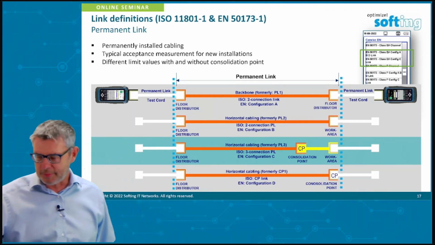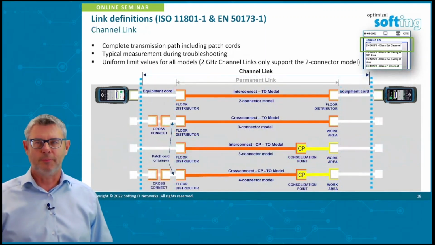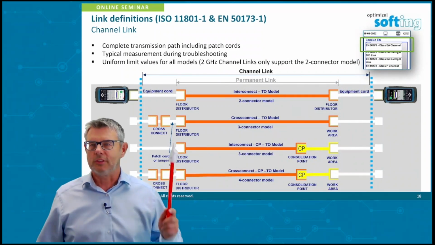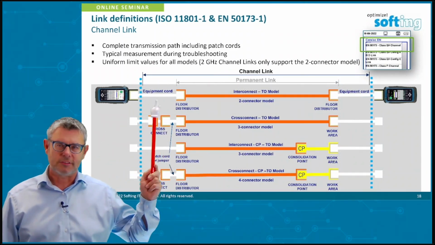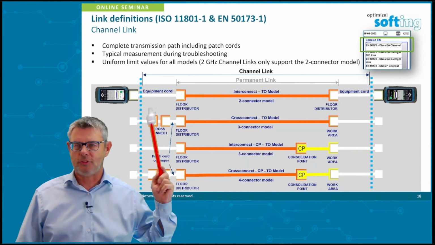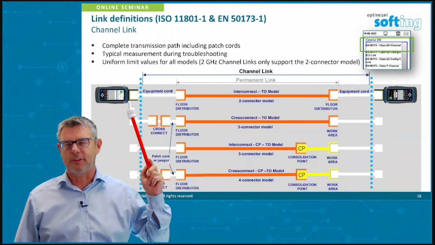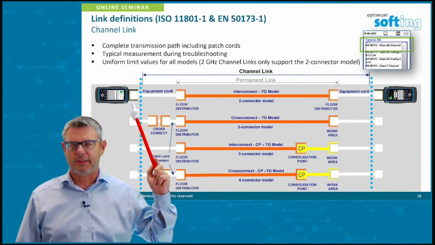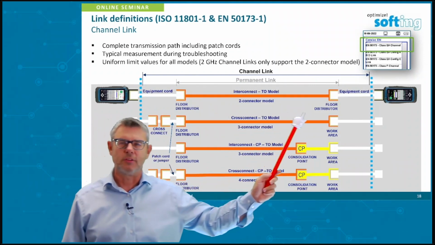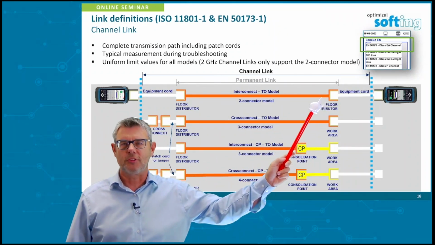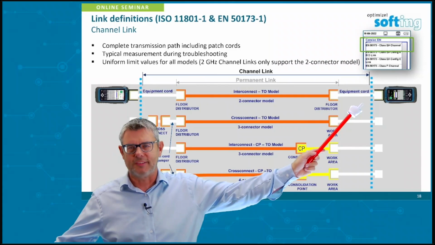What's not an acceptance measurement is to do a channel link measurement. For the channel link measurement, you're not using the proper test reference codes. You are just using the patch cord, which will later connect the network with the active switch. On the other side, you are already putting in the patch cord which is connecting to the actual computer, let's say, on the other side.